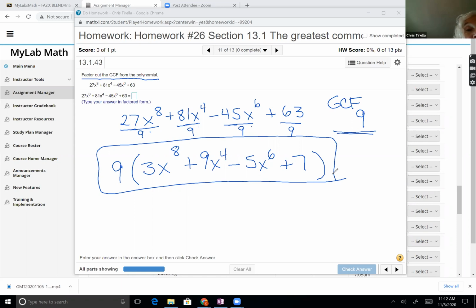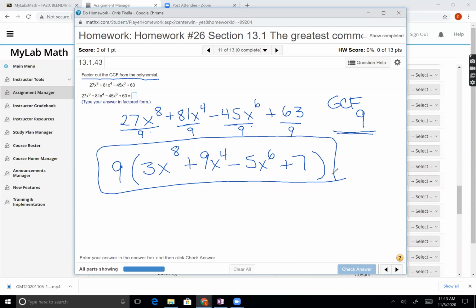Is that how you write it with the 9 in front of that? I guess I might have skipped that. To write it in factored form, what we want to do is show the factors, the things that multiply to give me the answer. And however you write it, it has to be equal to the original.